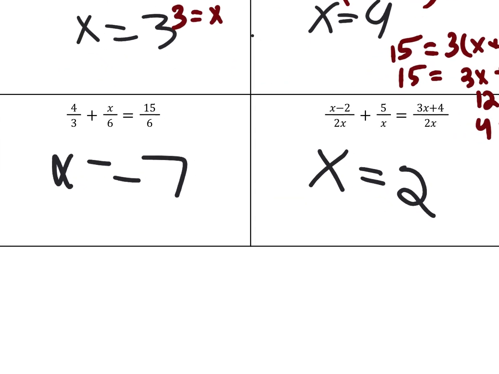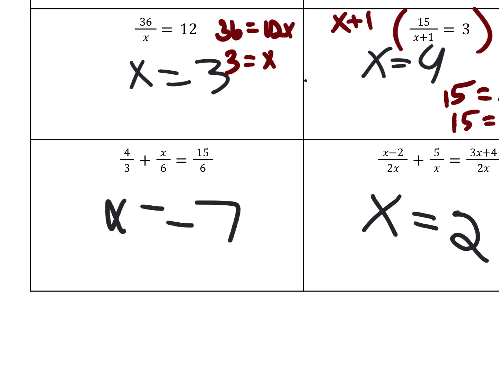This one right here, more than likely you did common denominators. If you did, you should have done 2 over 2, correct? Instead, you could have just multiplied across by 6, and you would have gotten 8 plus x equals 15. So x equals 7. Fractions bad. We can sometimes get rid of them, right?